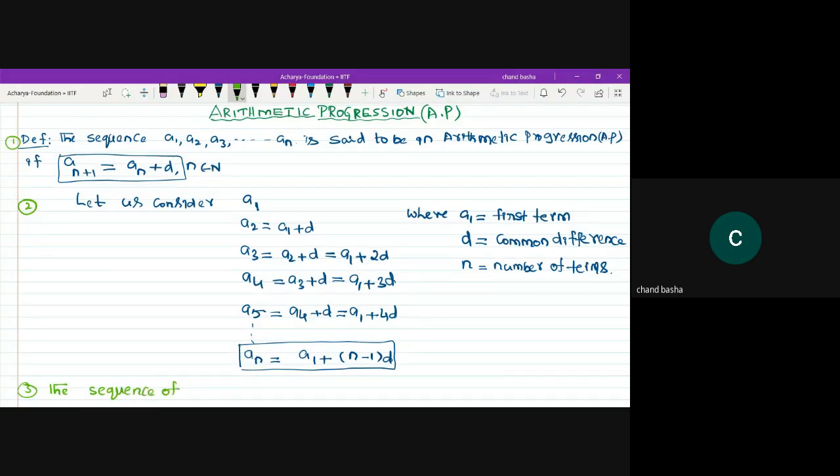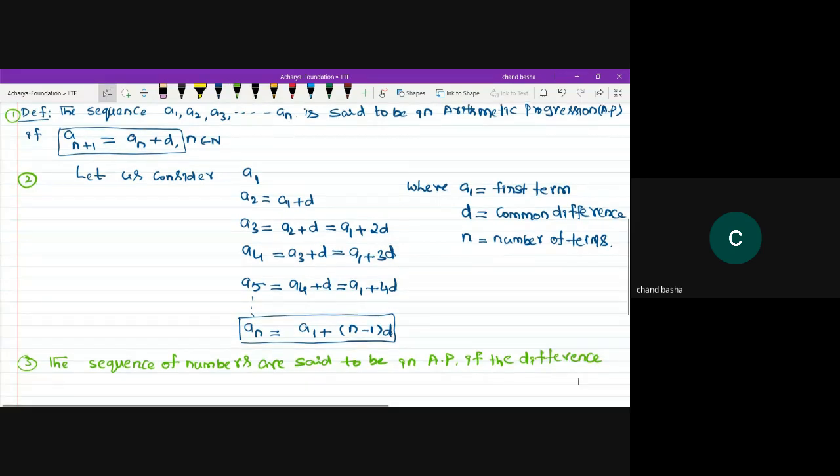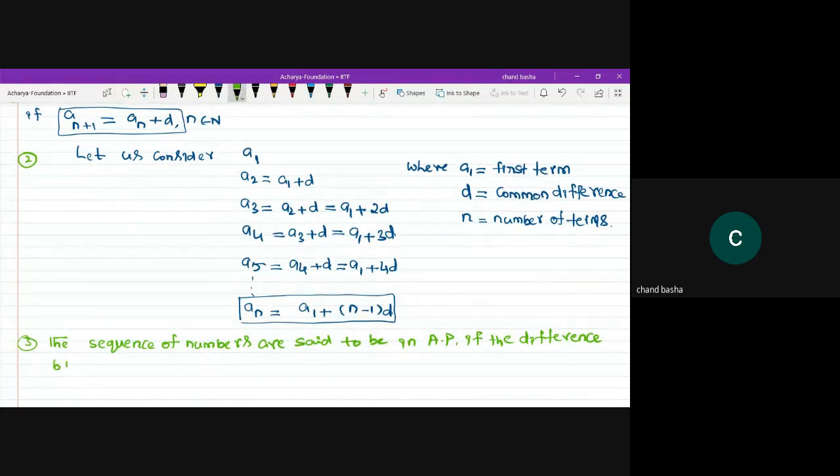The sequence of numbers are said to be in AP if the difference between any two consecutive numbers must be the same. That is what he has written. D is a common difference.